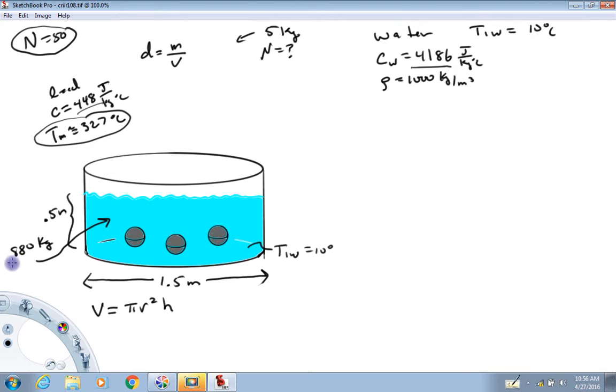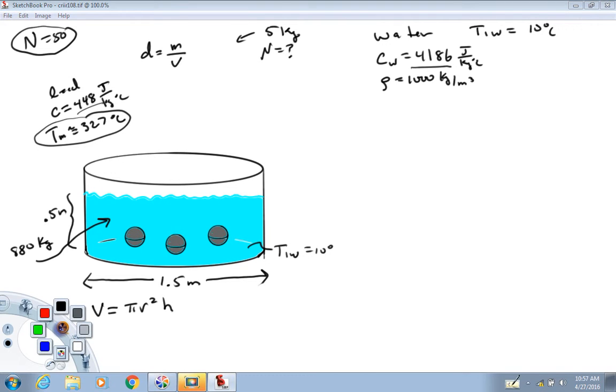Now, in my previous video, we had calculated already that this tank represented about 880 kilograms of water. So, very similar to the previous example, when the cannonballs go into the water, heat is going to transfer from the cannonballs to the water. So the cannonball's temperature is going to drop and the water's temperature is going to go up. Or in terms of internal energy, we would say that the internal energy of the water is going up while the internal energy of the cannonballs is going down.